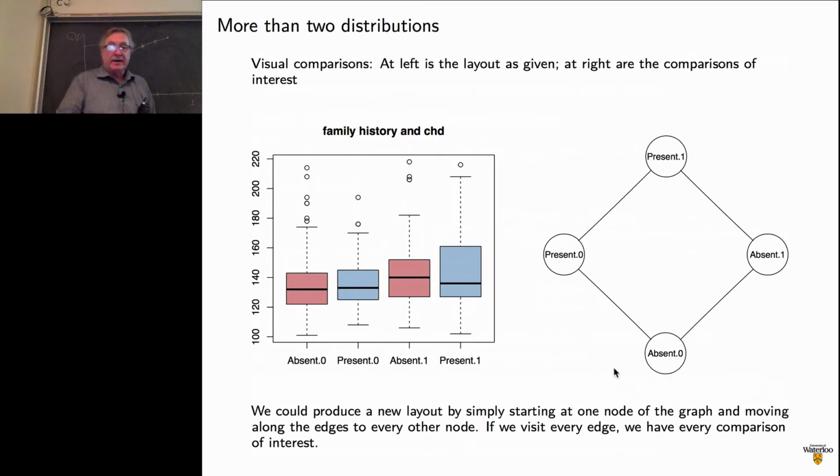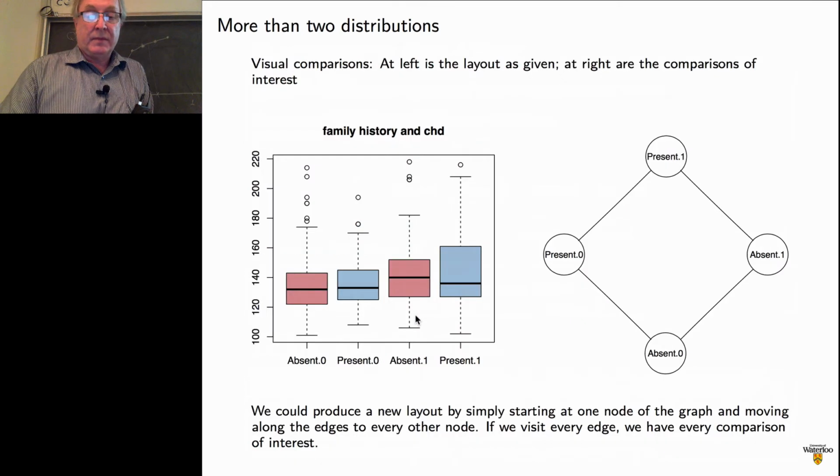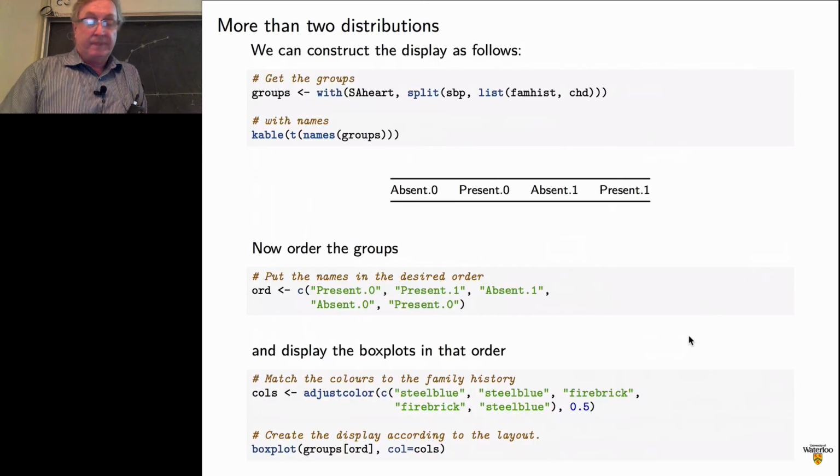So I can do this by constructing the groups in the order that I want. So I'm going to get groups. I'm going to split the systolic blood pressure by these two factors, family history or coronary heart disease or not. These are the names of the groups. And I'm just going to say, this is the order I want. I want to follow this around. Present 0, present 1, absent 0, present 0. So just following this around and display them in that order. So this display instead.